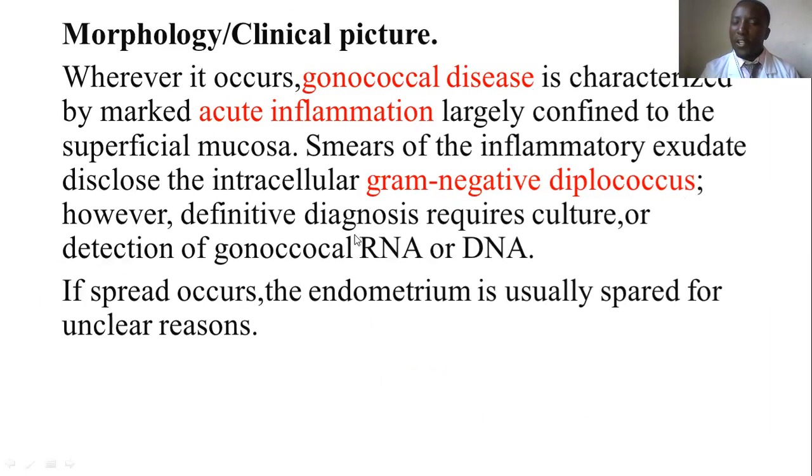So smears of the inflammatory exudate disclose the intracellular gram-negative diplococci. However, definitive diagnosis requires culture and sensitivity or detection of gonococcal RNA or DNA. RNA, that is ribonucleic acid, or deoxyribonucleic acid. Of course, we can use other methods to diagnose. Gram staining, for example. Under microscopy, we do gram staining.